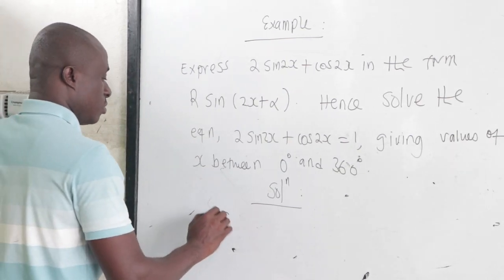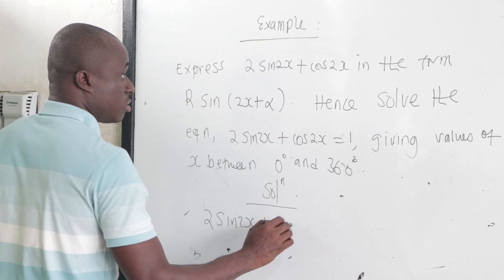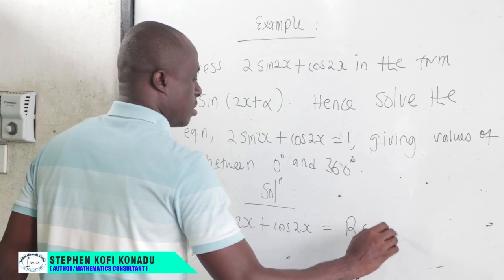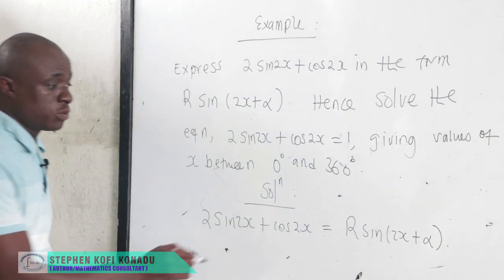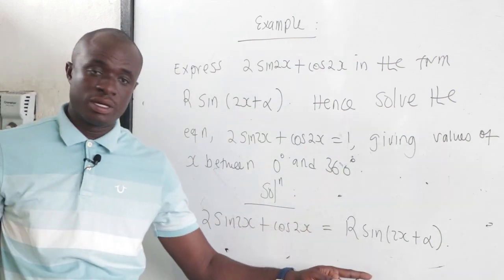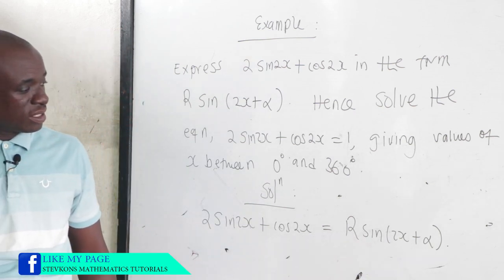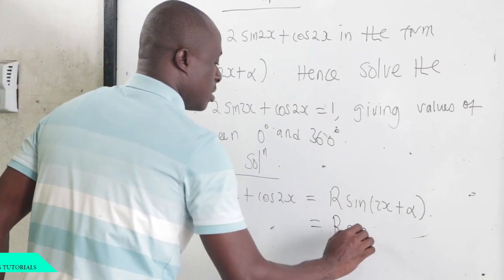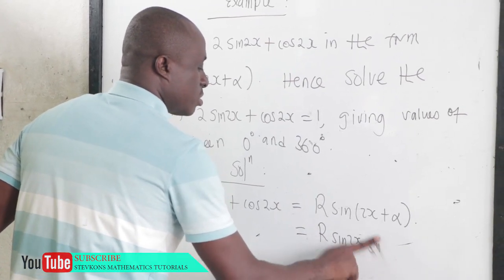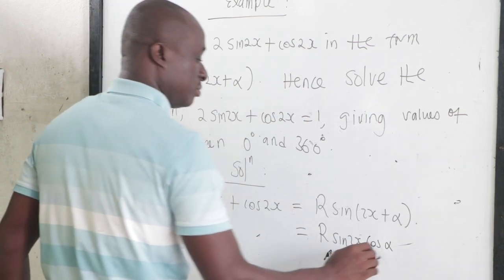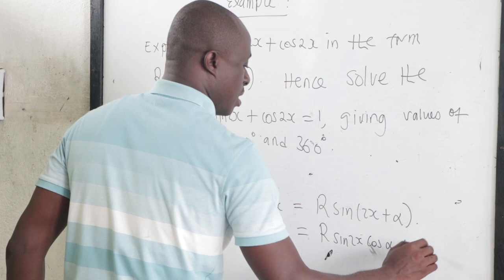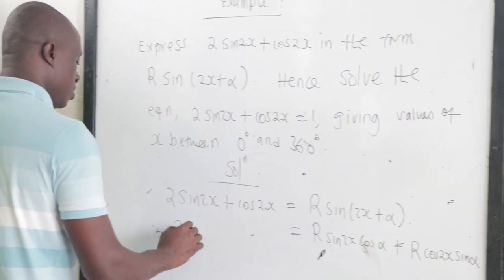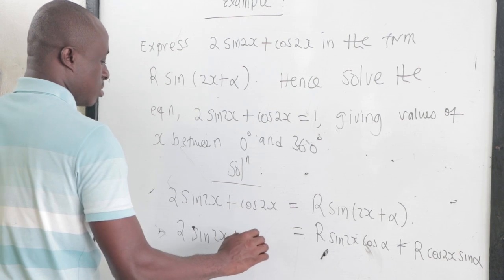Now we are supposed to express 2 sin 2x + cos 2x in the form r sin(2x + alpha). What are you supposed to do? Expand, that is, factorize the right hand side. So we want to find r and alpha. Now in this case, what are we going to get? r sin 2x cos alpha plus r cos 2x sin alpha. So you have 2 sin 2x + cos 2x.